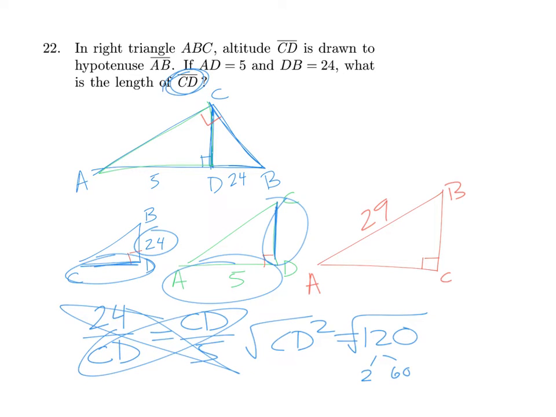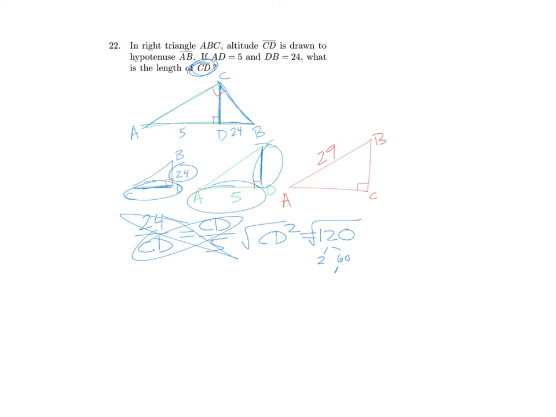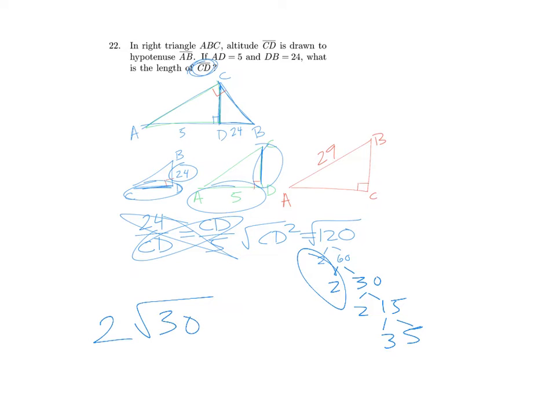I have 2 times 60, 2 times 30, 2 times 15, and 3 times 5. So I have a pair of 2's. So I pull out the 2. What do I have left inside? 30. And that's all there is to it. That's what CD is equal to. Done.